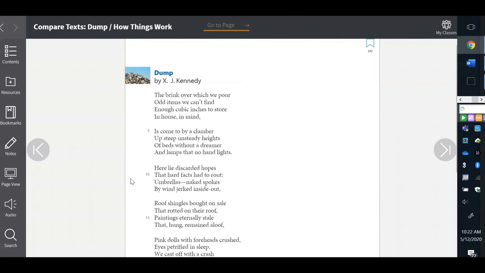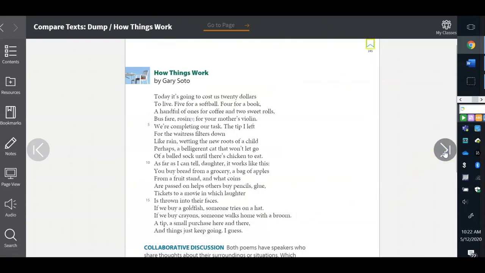You may have noticed some variation in the rhythm and even a couple of the rhymes, and that's okay. Poets have some degree of flexibility even when using a traditional form, but the majority of the poem is consistent in terms of rhythm and rhyme, which makes it traditional. Now let's listen to How Things Work by Gary Soto. Think about how this form is different from Dump.